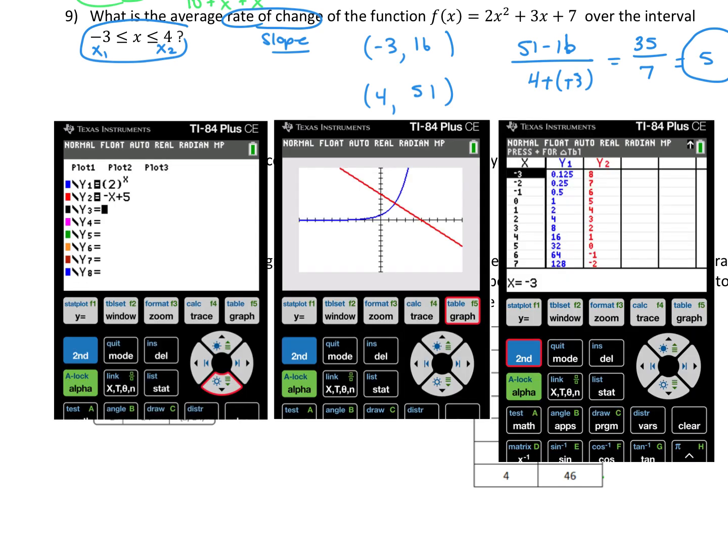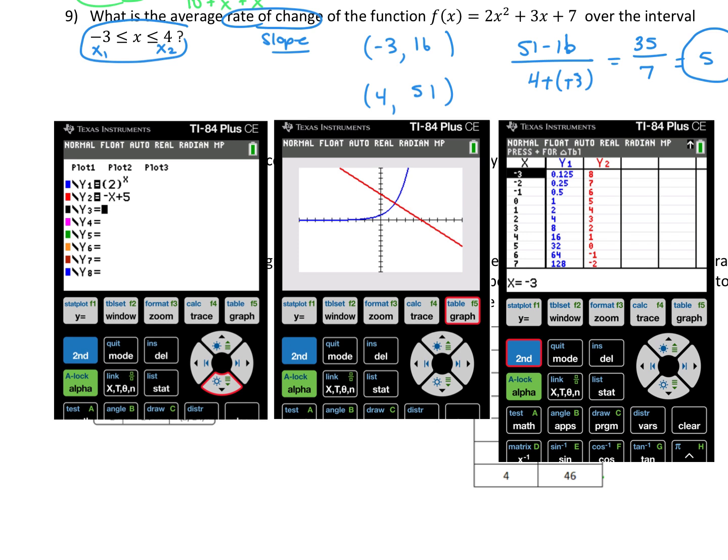All right, so here are 3 screenshots of our graphing calculators. First one, you can see that here's where I typed in our two functions. In y1, I put 2 to the power of x. In y2, I put negative x plus 5. I went ahead and graphed it just so I could show you guys the visual of what it's asking.